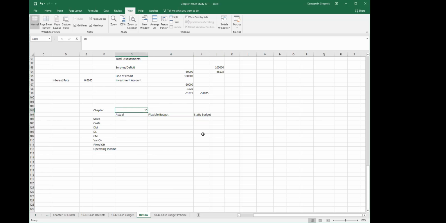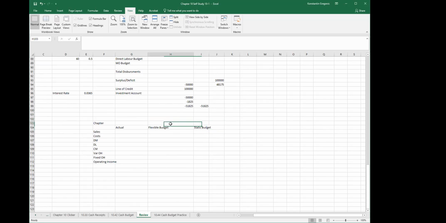Does anybody remember how we calculated a flexible budget? This is based on your activity level, right? It's machine hours. I've got a certain amount of machine hours. You take your actual machine hours times your standard price, or your budget price, to get a flexible budget. So you've got your actual, your flexible, and your static budget. And based on that, we calculated variances.